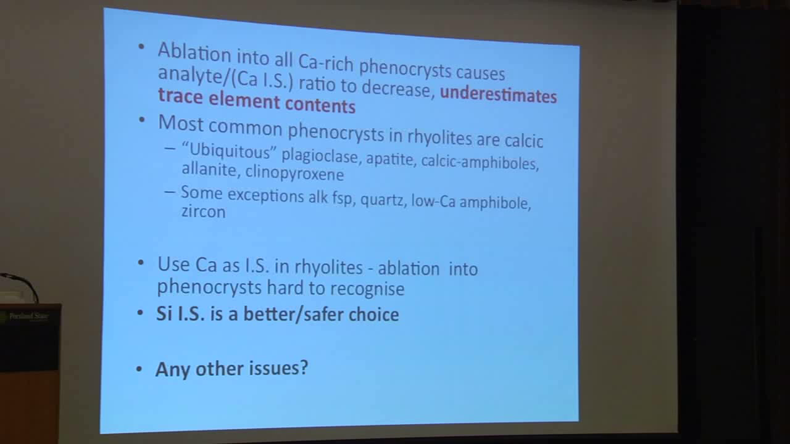And this happens for any calcium-rich phenocrysts you care to think of in rhyolitic materials, because of the low calcium in the rhyolites and the very high calcium in things like phenocryst plagioclase, which is effectively ubiquitous in anything we look at, apatite, amphiboles, allanite, clinopyroxene. And some of these are very rich in trace elements. And you just don't see them. The concentrations do the wrong thing. And they only have to be there at fractions of a percent.